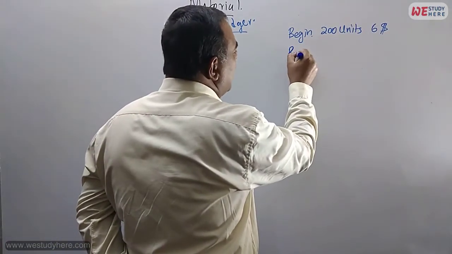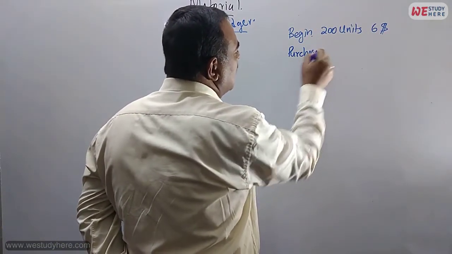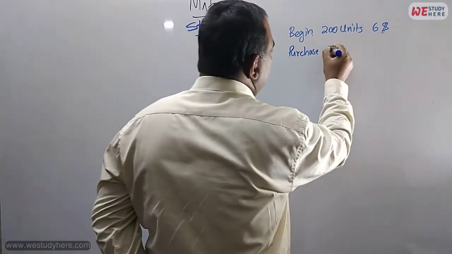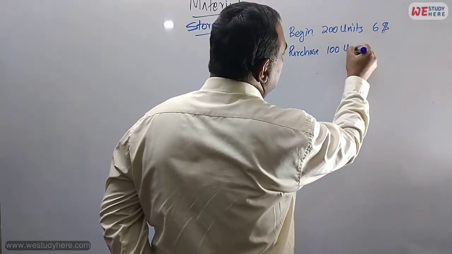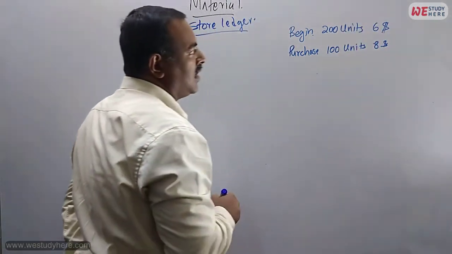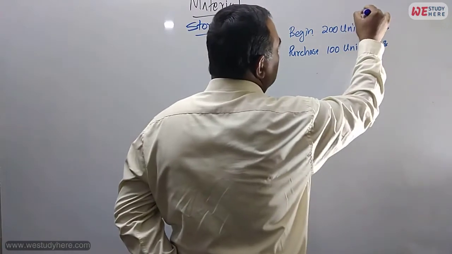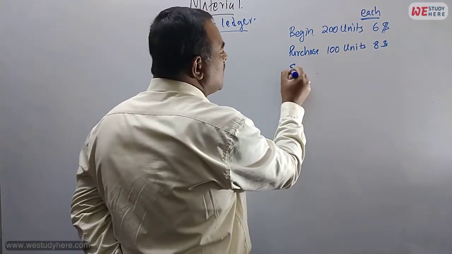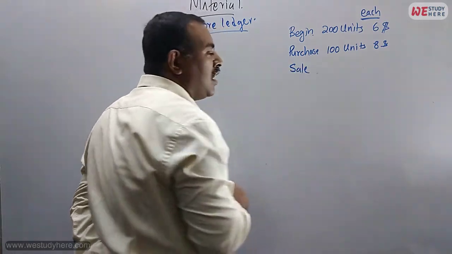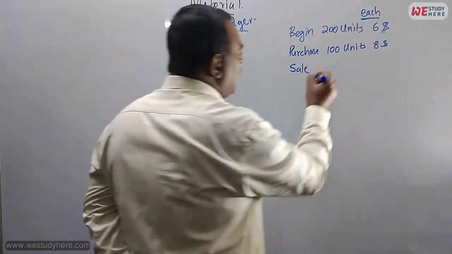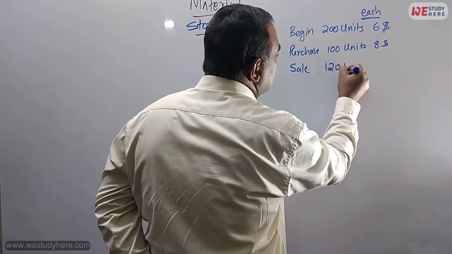Then next day, purchase means we are purchasing from the supplier, right? Purchase 100 units, $8 each. Then we sell. Sale means we are issuing the raw material from store to the manufacturing department, right? Sale 120 units.